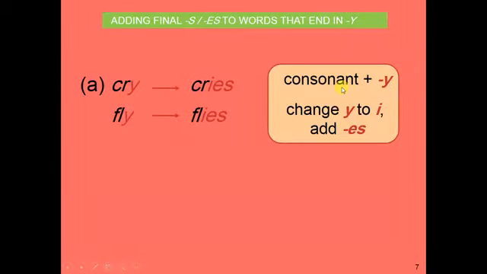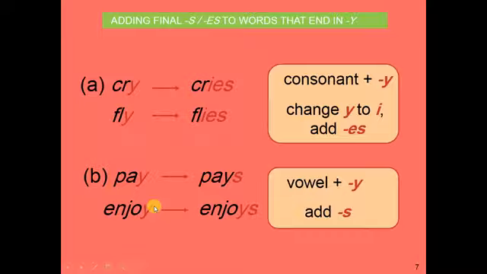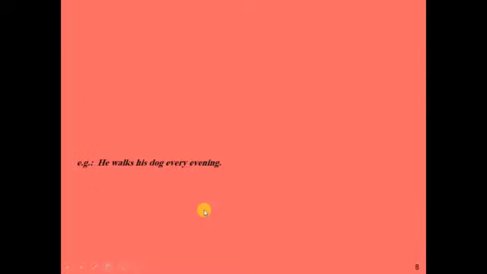If the verb ends with y preceded by a consonant, we change y to i and add es. Look at the verb pay. It will be pays. Here, why don't we add ies? Here, the verb pay ends with y. Before it, there is a vowel letter, a. So we will add only s. If the verb ends with y and before it a vowel, we will add only s, like enjoy, enjoys.